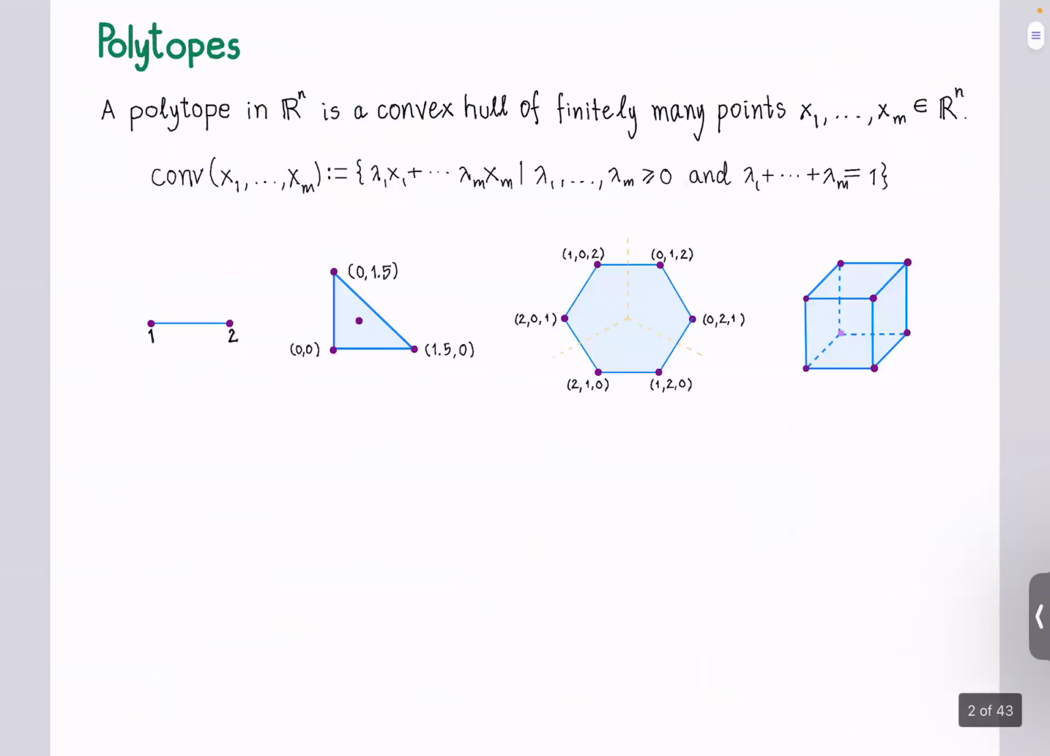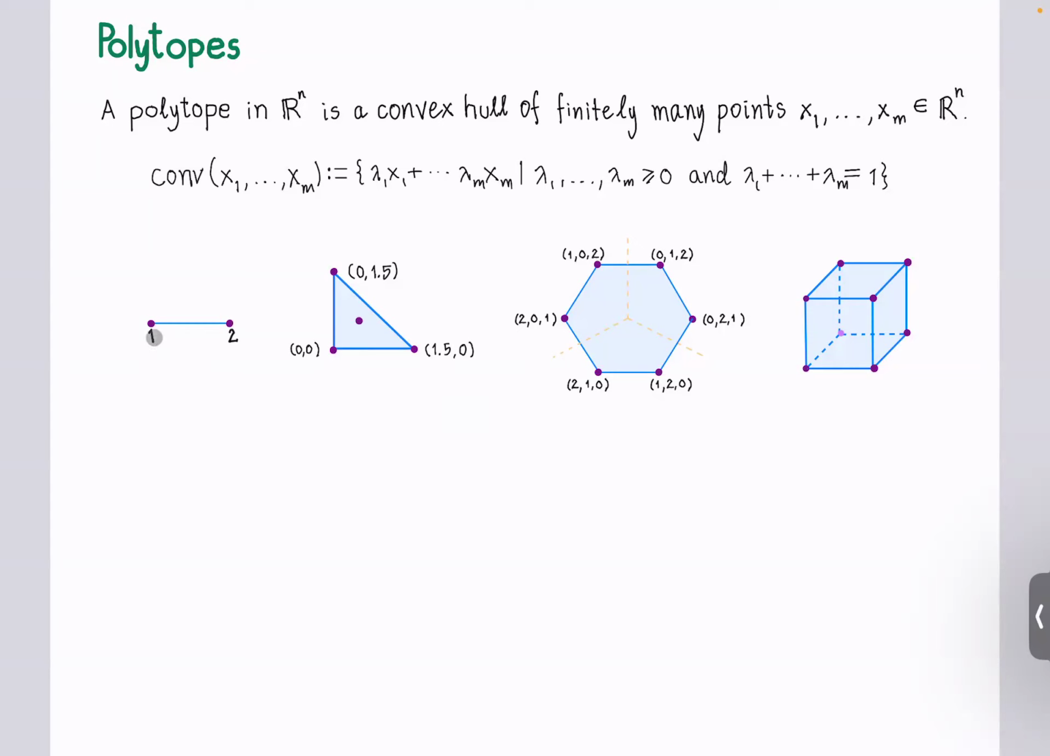Let's start with what it means to be a polytope. A polytope in R^n is a convex hull of finitely many points in R^n. And here is what I mean precisely by convex hull. And these four cartoons you see here are examples of different polytopes in R^n.